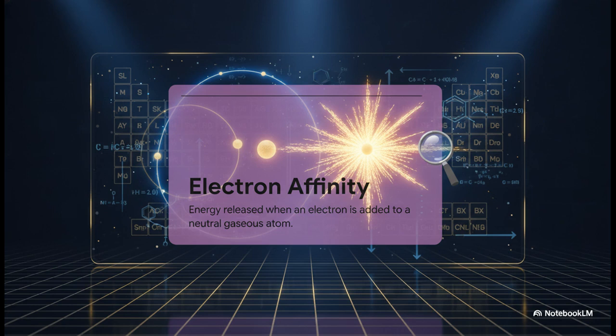Now flip that concept perfectly in reverse for electron affinity. This is the energy that's given off, or released, when a neutral gaseous atom successfully captures an added electron. Think of the word affinity as love or attraction. When an atom that loves electrons finally gets one, it releases a burst of energy and satisfaction.